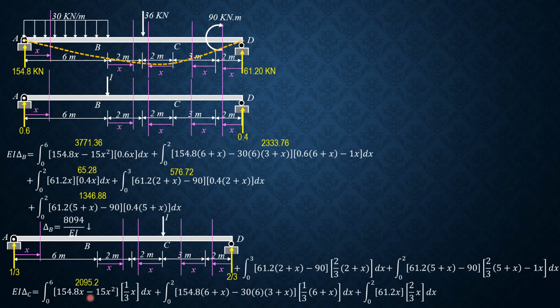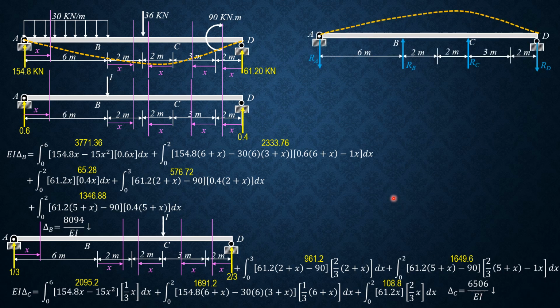Then using your calculator, the first integral is 2095.2. The second integral is this one, 1691.2. The third integral is 108.8. This integral is 961.2. And this integral is 1649.6. So combining, we can now solve delta C. Delta C is 6506 over EI in the direction of the applied unit load, which is downward, so that's downward or negative. Then let's have the reactions applied by virtual work. Then RA times 15, summation of moment at D, equals RB times 9 plus RC times 5. So that means RA, which is downward, is 0.6 of RB plus 1/3 of R sub C.